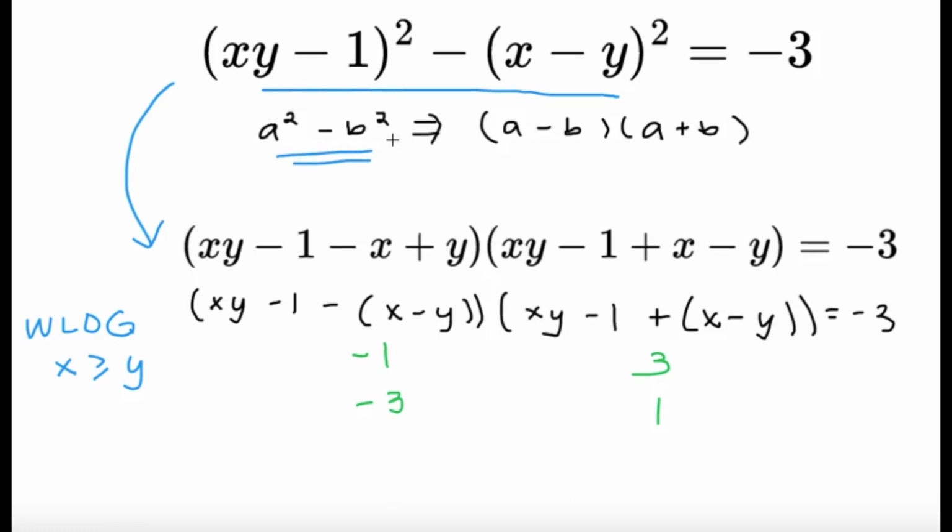Take note that a² − b² can be factored into (a − b)(a + b). So we can do the following. After you simplify, you're going to get this equation here.